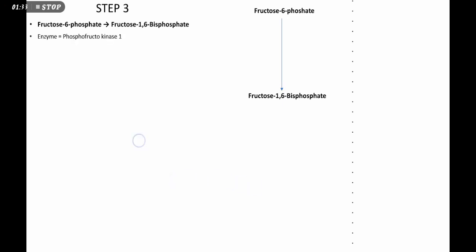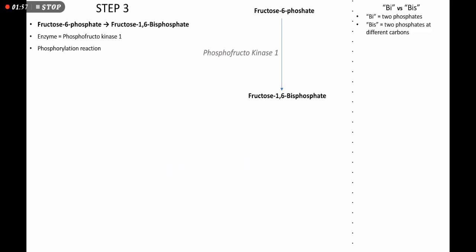The enzyme involved in this reaction is phosphofructokinase 1. What does 1 mean here? Phosphofructokinase 1 means that phosphate is being added to fructose 6 phosphate at carbon number 1. That is why this enzyme is called phosphofructokinase 1. This is a phosphorylation reaction, obviously.